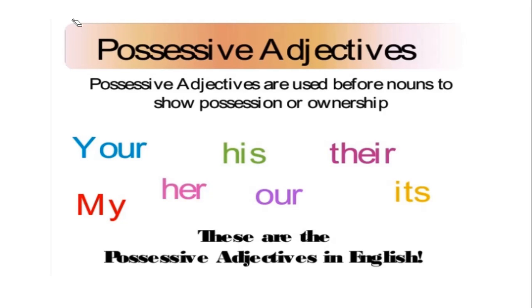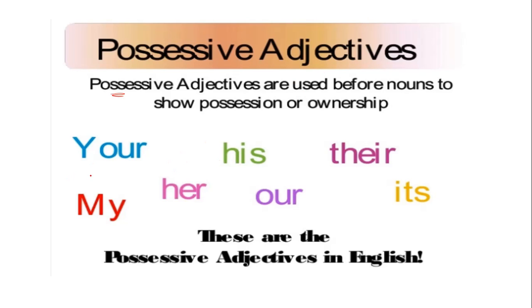Final one that we have, the final kind of adjectives are the possessive adjectives. The word possessive comes from the word possess, which means ownership. So you own something, something belongs to you. Possessive adjectives are used before nouns to show possession or ownership or belonging.